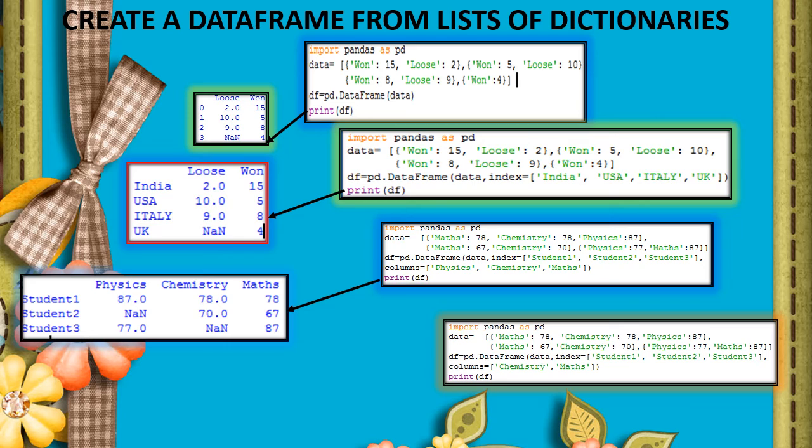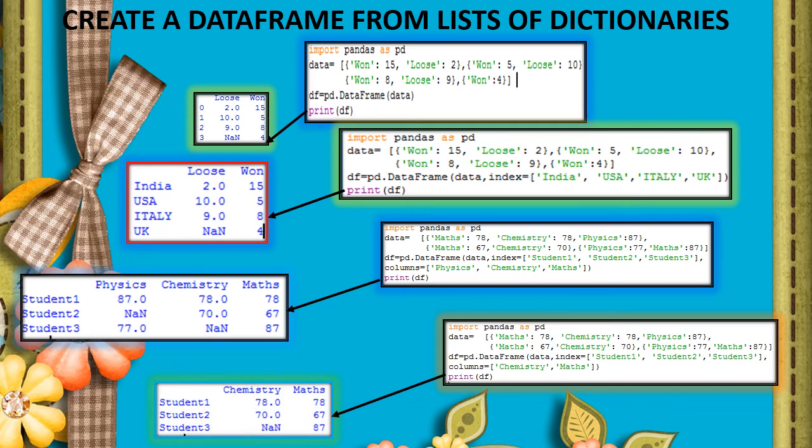And then next example, we are extracting only the column title is chemistry and maths. So chemistry maths column alone displays as a data frame.